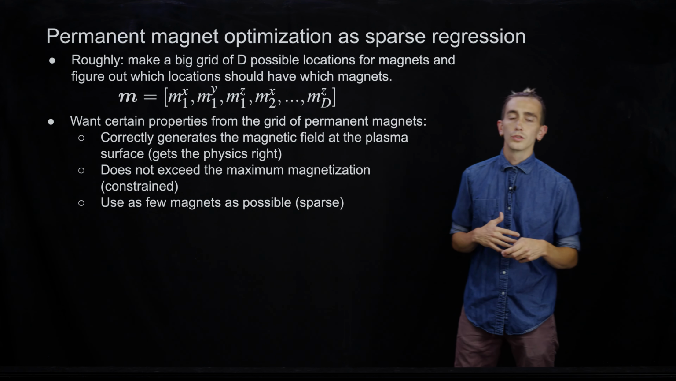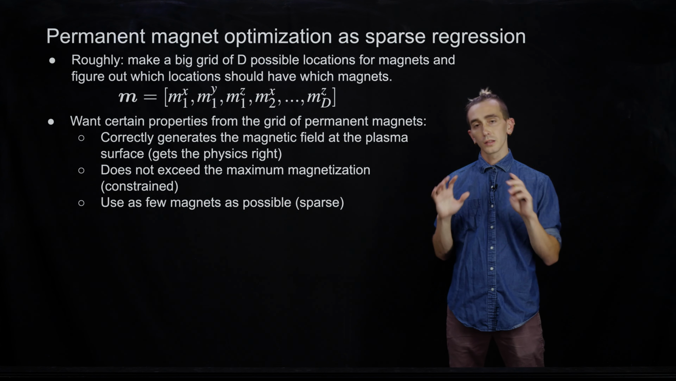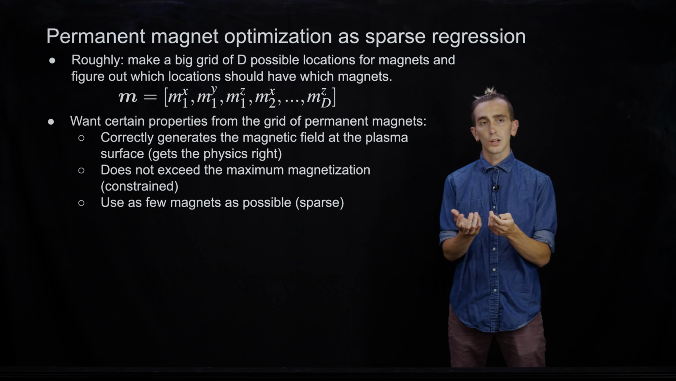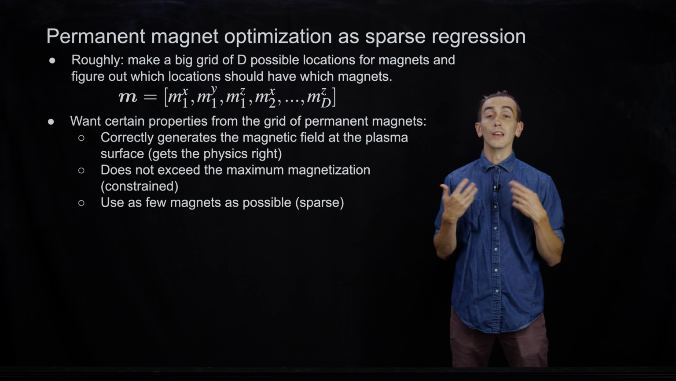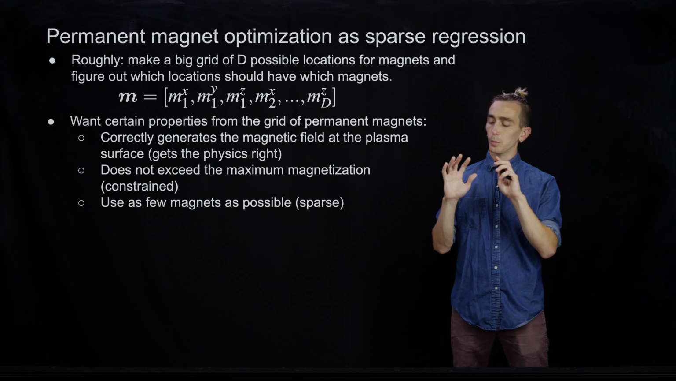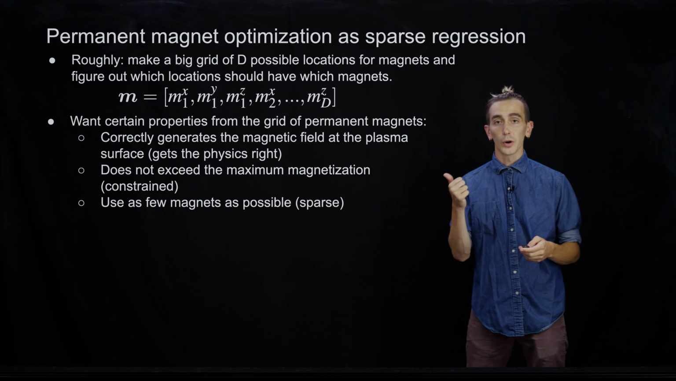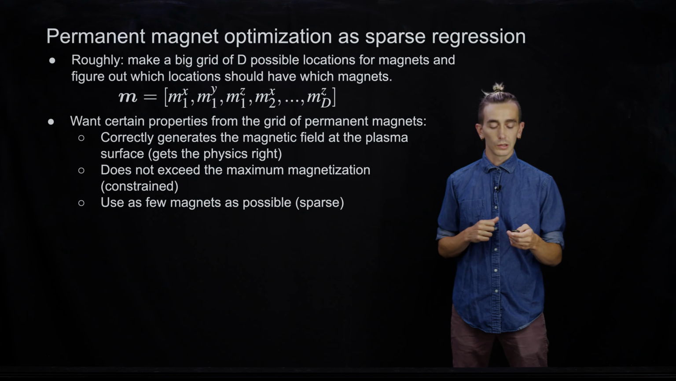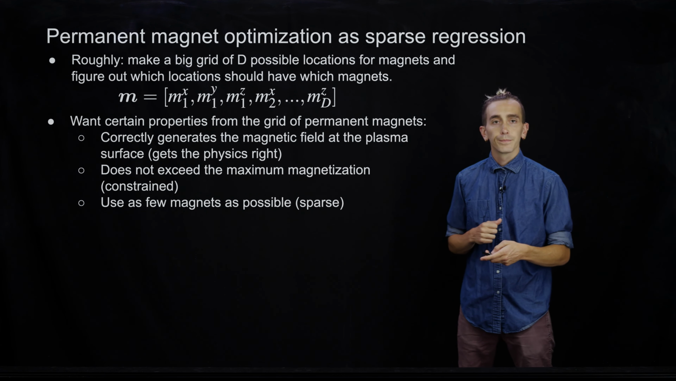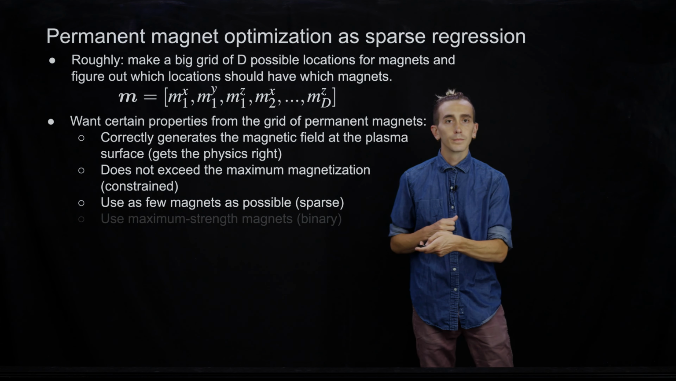We need to try and reduce the amount of cost for building these permanent magnet configurations. And one way is trying to use as few magnets as possible, so placing as few on that surface as you can. And the key word here is sparse. So we need a sparse solution.